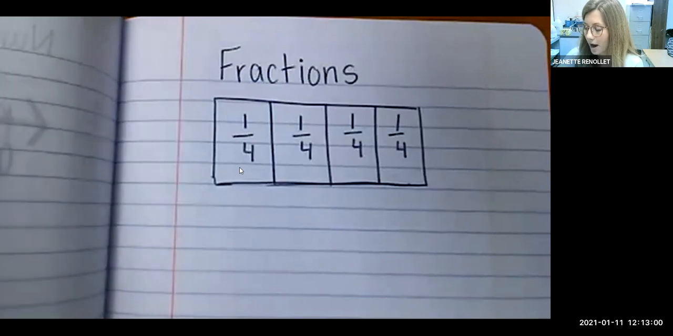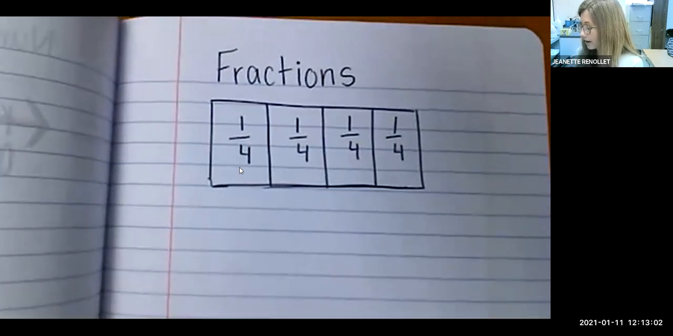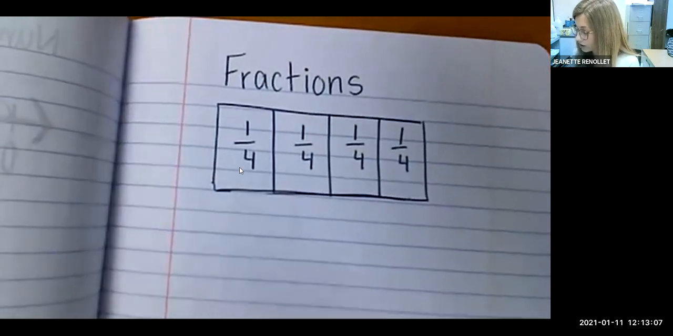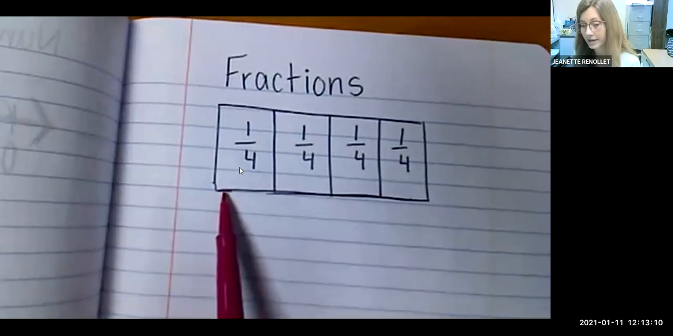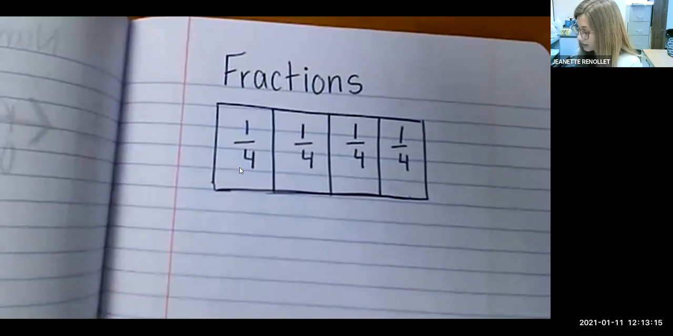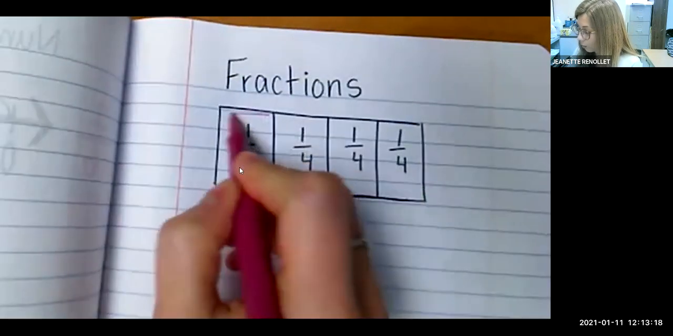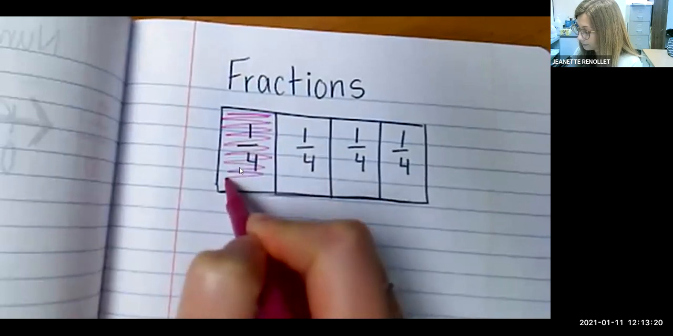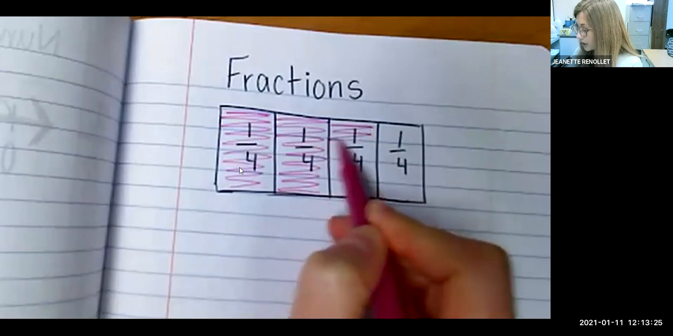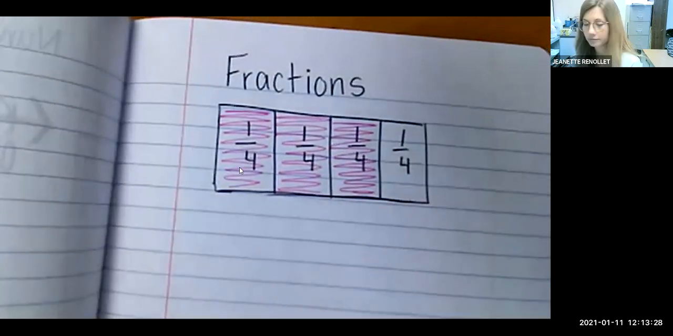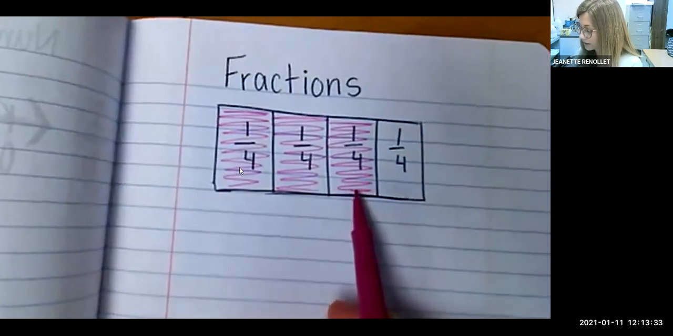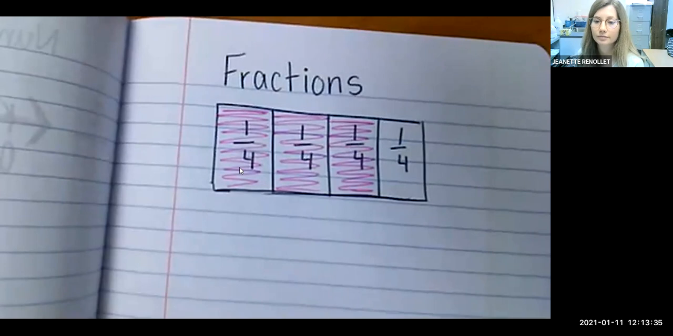Let's pretend that this model represents a pan of brownies, and I partition the pan of brownies into 4 equal parts. Let's pretend that I eat 1, 2, 3 of the parts. I want you to shade 3 of the parts, just like I have.